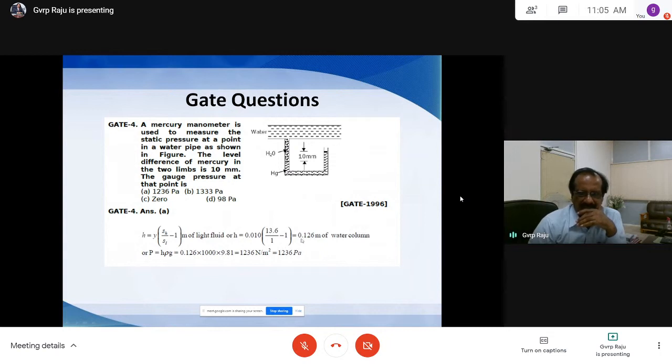So this is multiplied by specific weight here. The specific weight is rho into g. Rho is 1000 kg per meter cube and g is 9.81. You'll be getting that in Newton per meter cube. So Newton per meter cube into meter, you will be getting Newton per meter square. So 1236 Newton per meter square or 1236 pascals. So 1 pascal is equal to 1 Newton per meter square. So the answer is A.